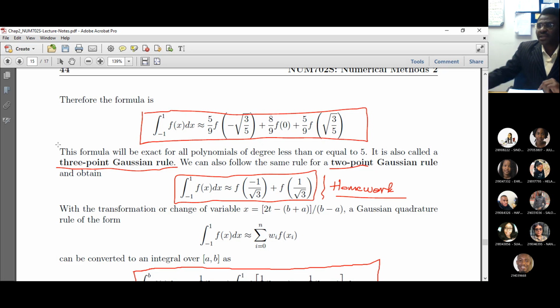Okay, maybe a quick remark. If you look at this, you know already that these two weights are the same. This one, this, and this. And for the function that we evaluate, you have the negative root, and then the positive, the same root, square root of 3 by 5. And in the middle, you just have 8/9 f of 0. Obviously, in the 2-point rule the weights are the same, 1 and 1, and you have a root and its negative, right? They are always present.